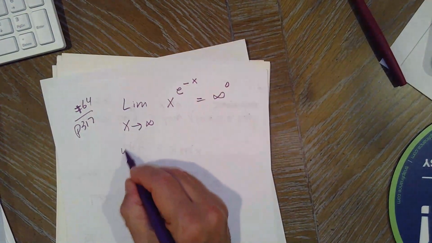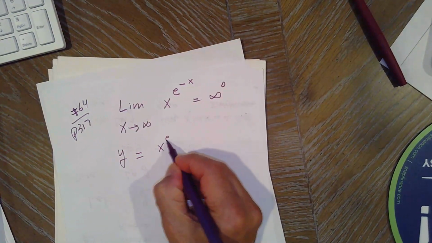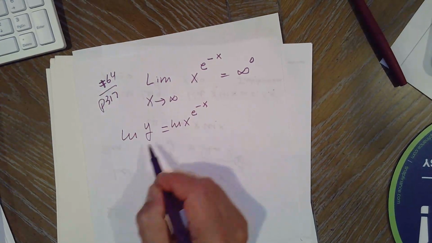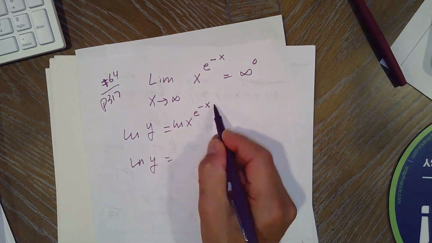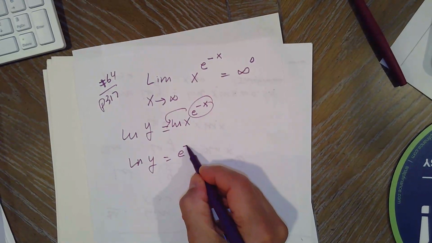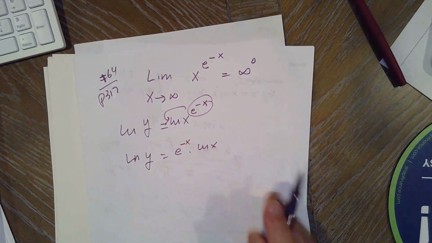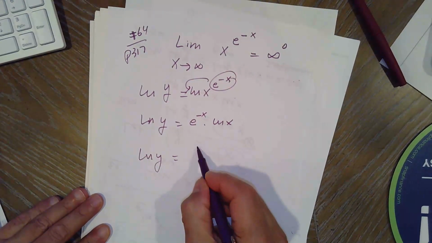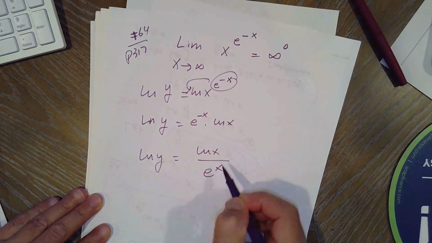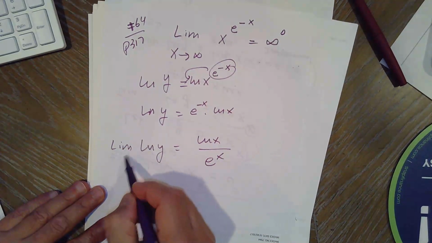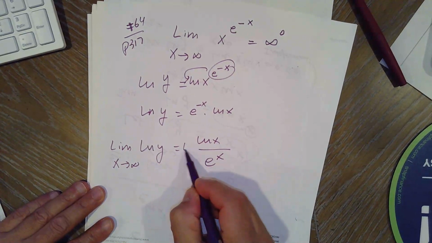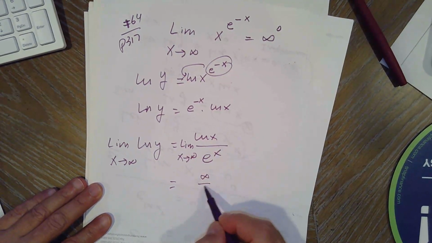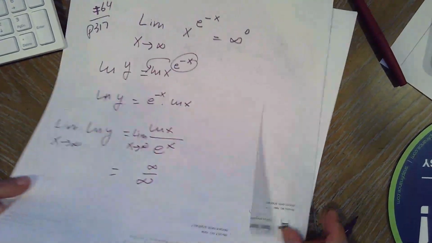So we're going to do the same thing again. Let y equal x to the e to the negative x, and then take ln of both sides. So ln of y equals, the exponent goes up front, e to the negative x times ln of x, which I would write right away as ln of x over e to the x, since it has a negative exponent. And if I take the limit as x goes to infinity, that's infinity over infinity. Now we're going to use L'Hopital's rule.